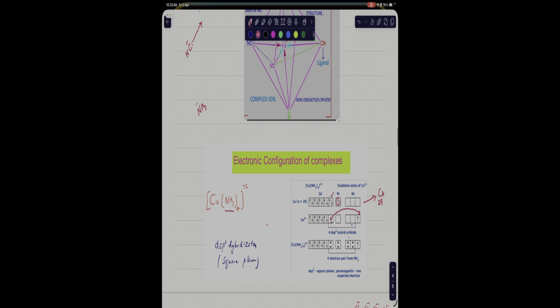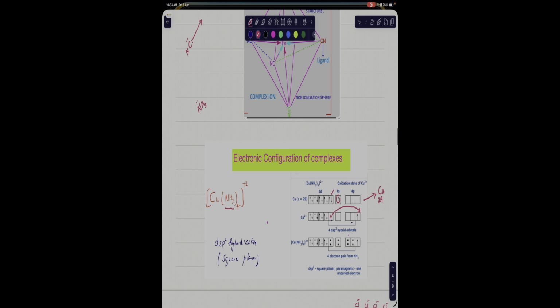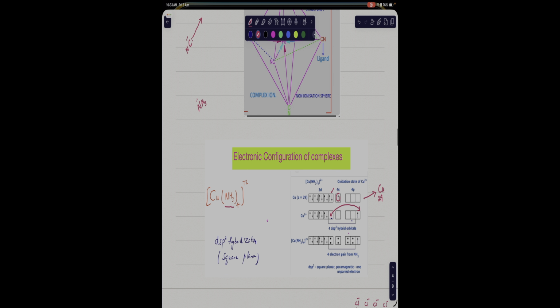Please remember, the coordination number of a complex, as I told you already, is the number of dative covalent bonds made by the central metal ion. So over here the coordination number is 4 for this complex. Whenever there are 4 ligands, usually it will be going for square planar geometry. You will be knowing the square planar geometry: the central atom is surrounded by 4 electron pairs.